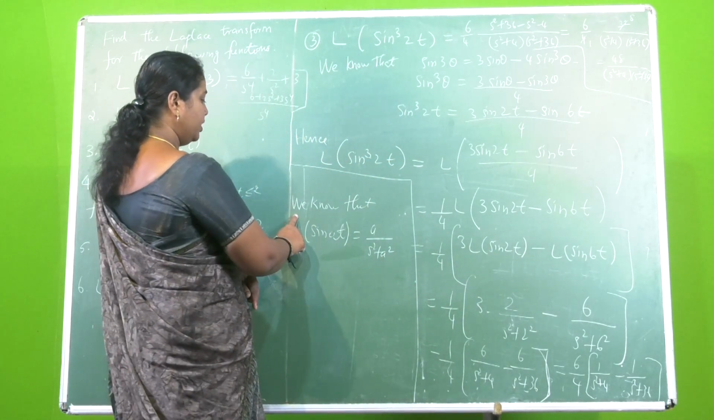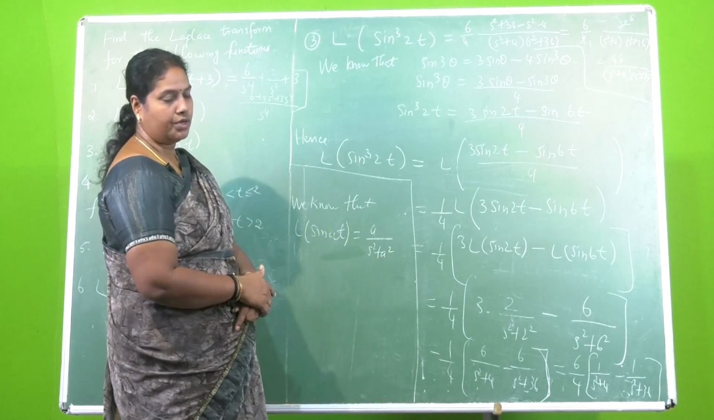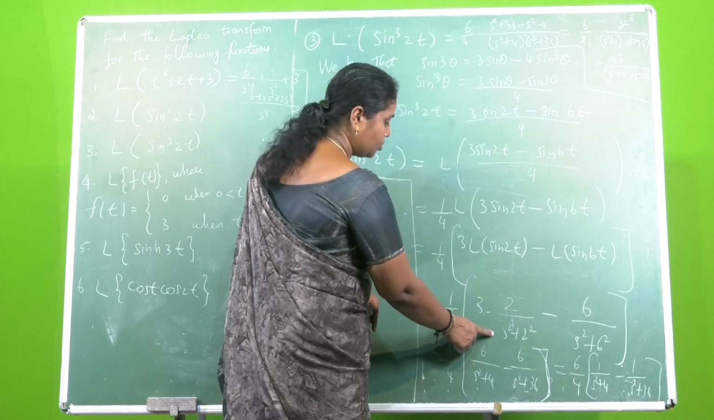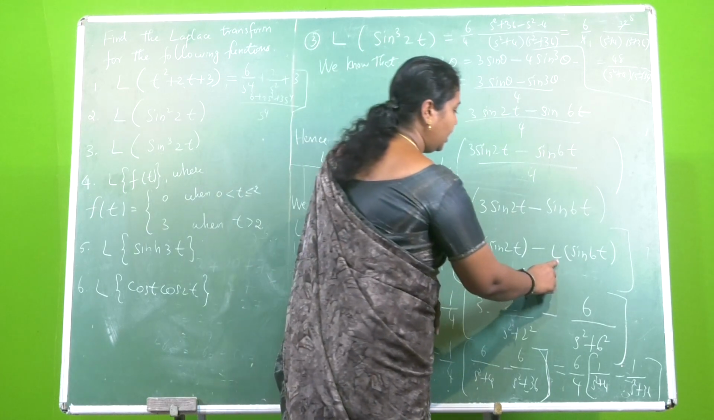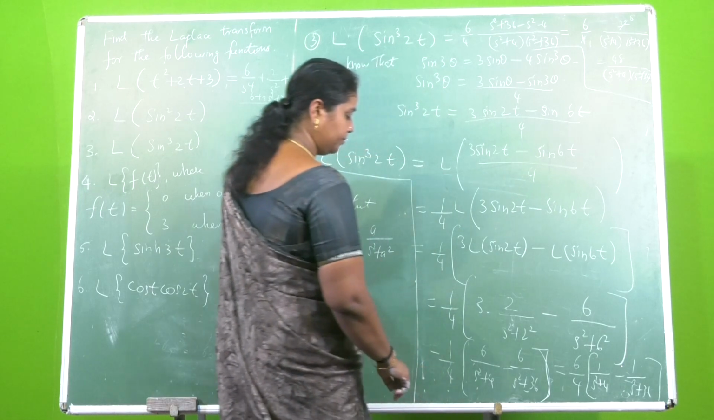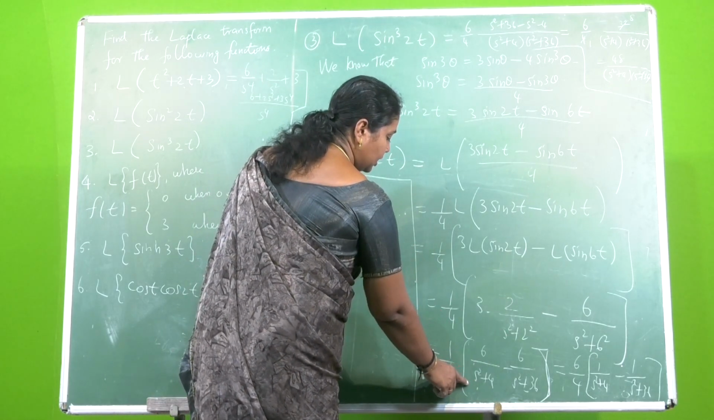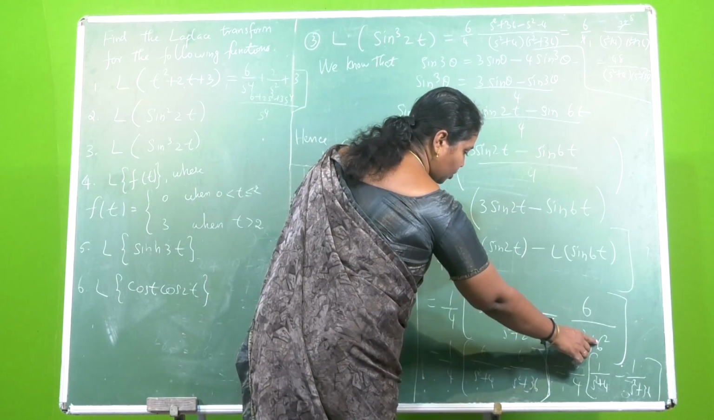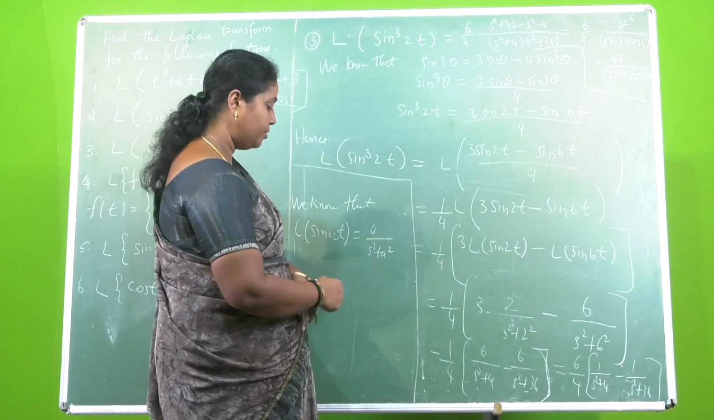Now we know that L of sine at is a divided by s square plus a square. So L of sine 2t is nothing but 2 divided by s square plus 2 square, because in the place of a we are having 2. L of sine 6t is nothing but 6 divided by s square plus 6 square. So 3 times 2 is 6, and the denominator s square plus 2 square is 4. Here 6 divided by s square plus 6 square, 6 square is nothing but 36. So 6 is common in both terms, I am taking this outside.